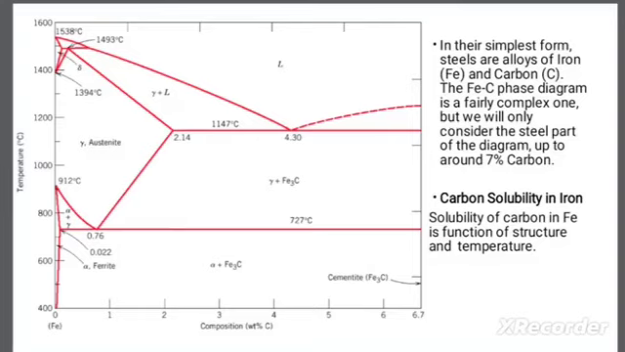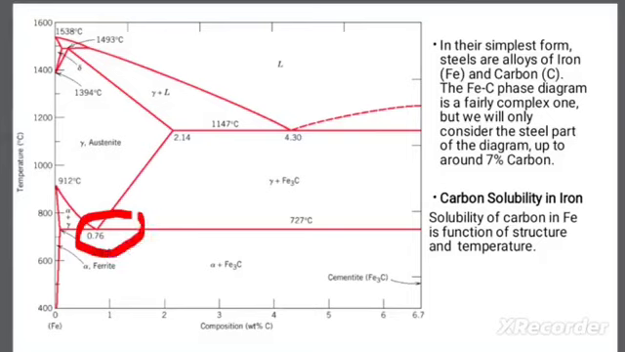Here the value 4.30 is called the eutectic point, where liquid transforms into solids. So this is the region where the liquid is transformed into solids. And then the point which is 0.76.